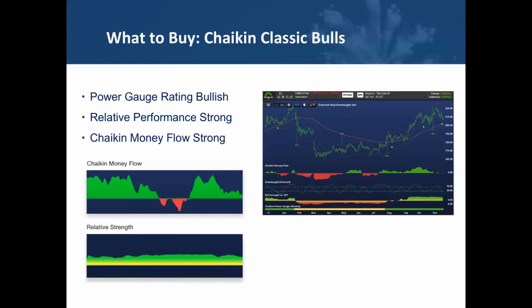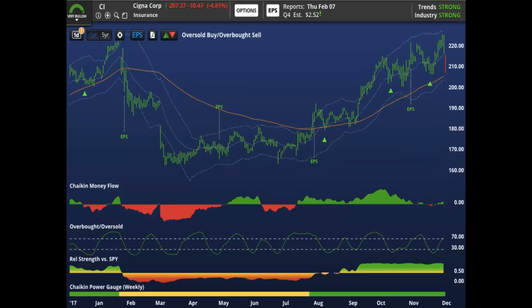The power gauge rating is bullish, meaning the fundamentals are positive and the stock is likely to outperform the market. Relative strength is strong, telling you that the stock is outperforming the market. And Chaikin money flow is strong, telling you that institutions are accumulating the stock. And that's really important because you want to be on the same side as the big institutional investors. Now, we read the chart from the bottom up. Why? Because the power gauge rating is at the bottom.